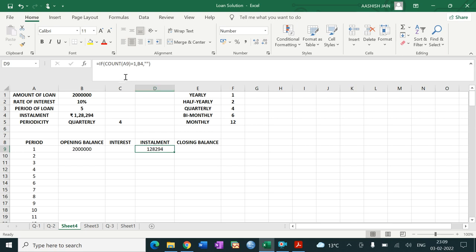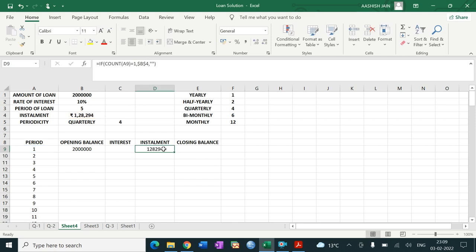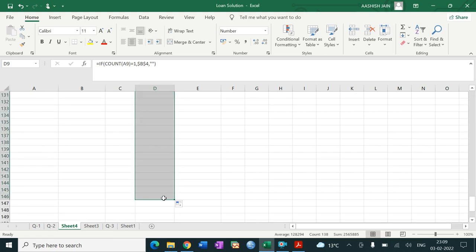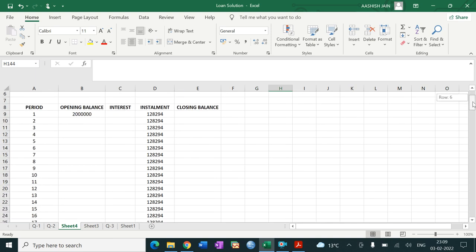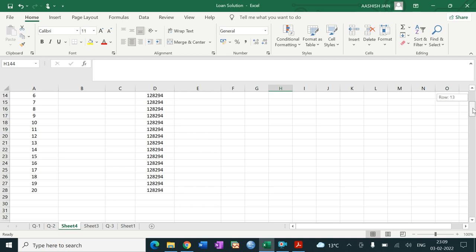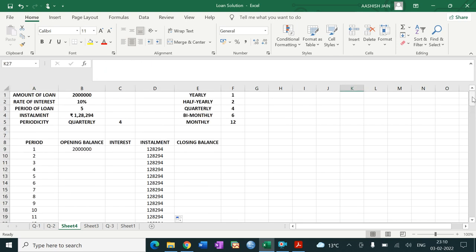So now just fix this value, that is before, right? And then scroll down to this. As you can see, the total number of periods is 20 and the total number of installments would be equal to this value. If there is no numerical value, it would be blank, right? So this is the way of using the formulas.